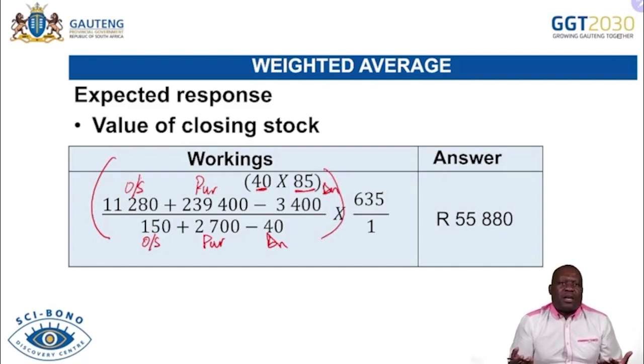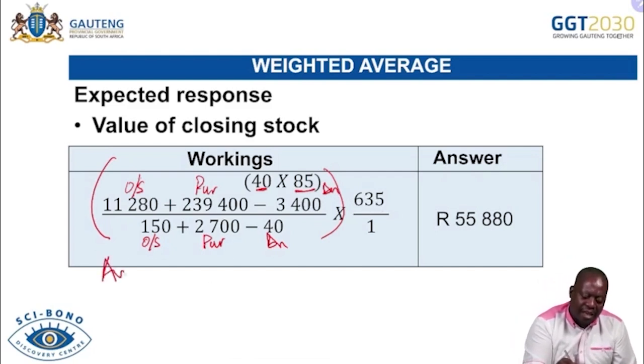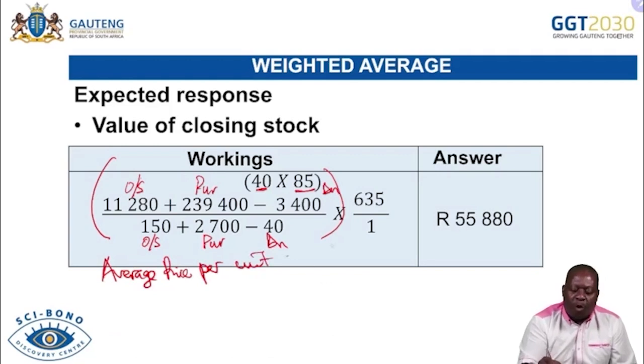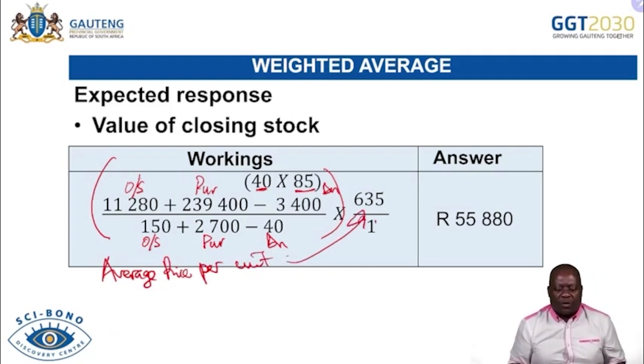So let's not waste time. Let's bring in the number of units so that after having the average price per unit, we multiply it by the number of units. That's the only logical thing to do, right? So that's what we are doing.